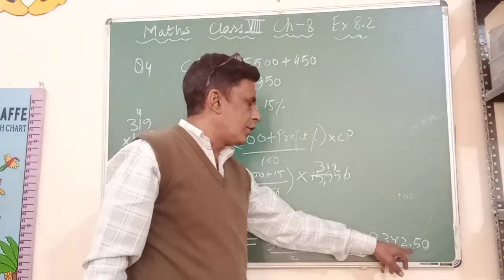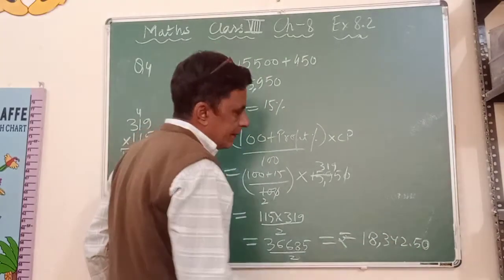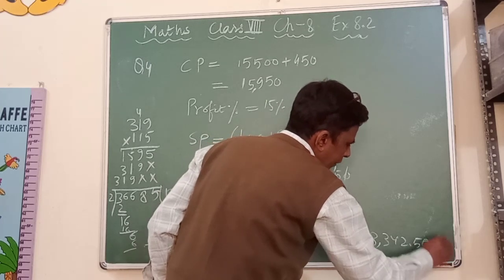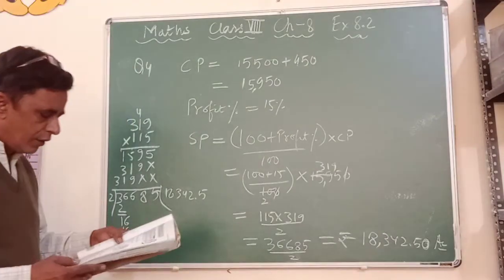the decimal in rupees will have two places. Paise are written in two places, we cannot write them in one place. We have to put a 0 over here. This is the answer of question number 4.